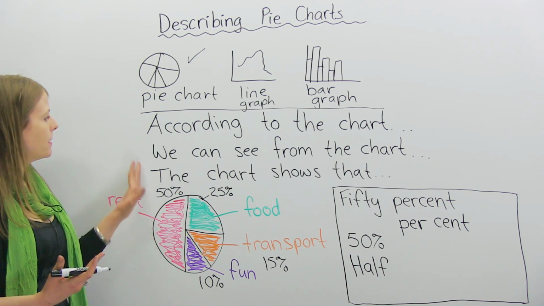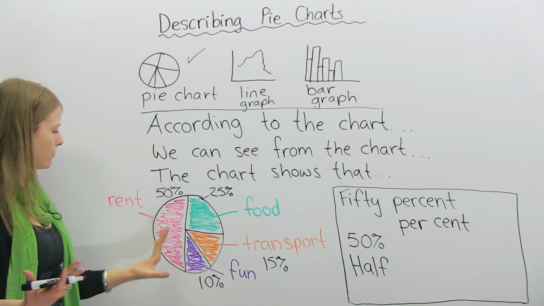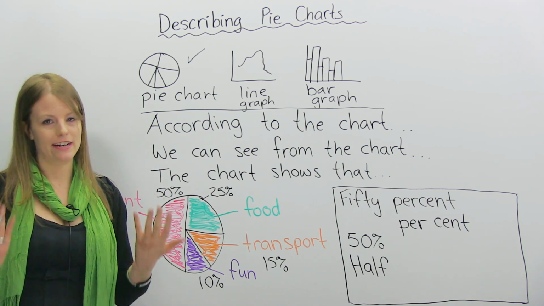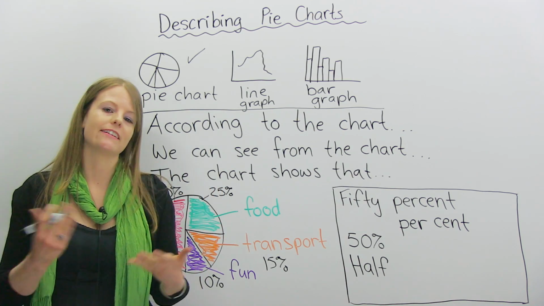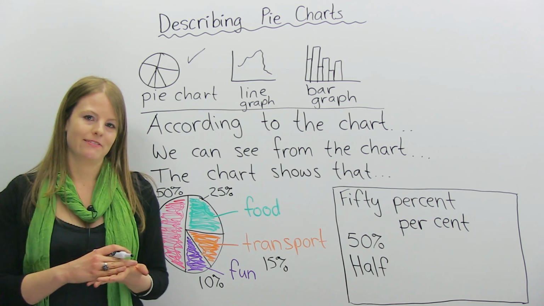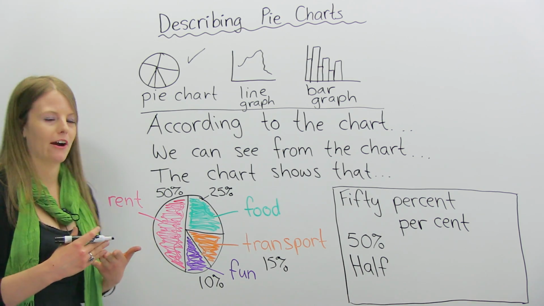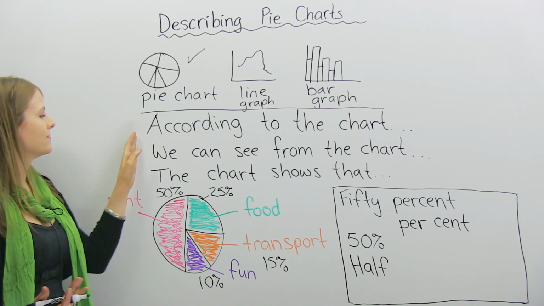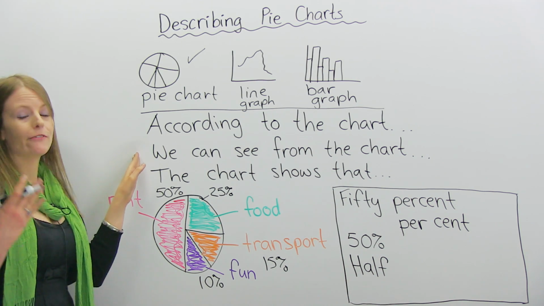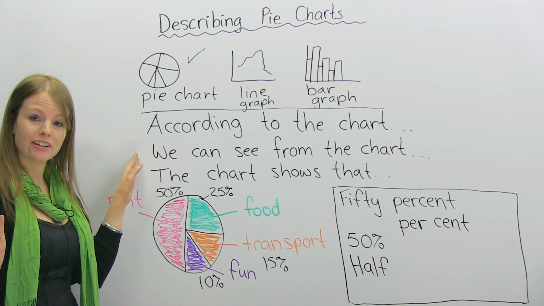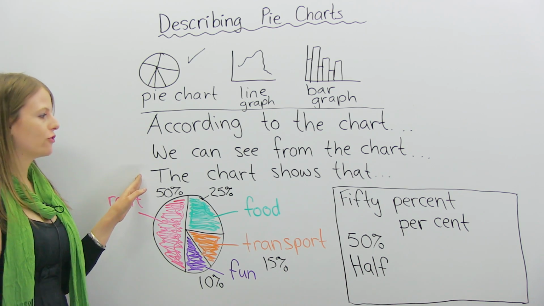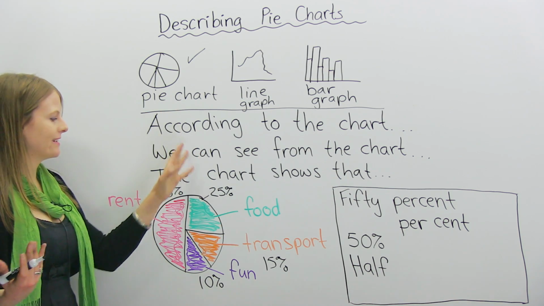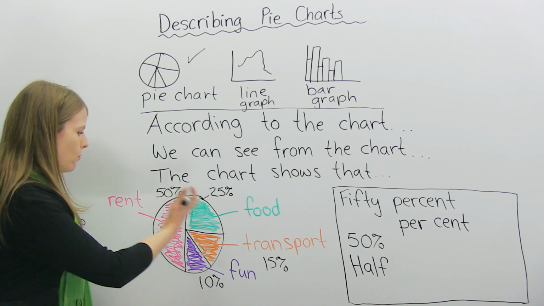Okay, so to begin a sentence, when we're talking about the pie chart, these are 3 different sentences that are really good sentences to use on the IELTS when you're talking about pie graphs. The first one is "according to the chart." You can also say, "we can see from the chart," or "we can see from the pie chart." "The chart shows that," okay? So these are good ways to open up the sentence and then to actually talk about what you see here.